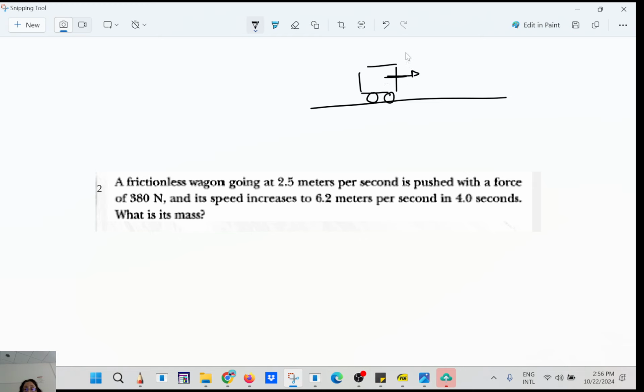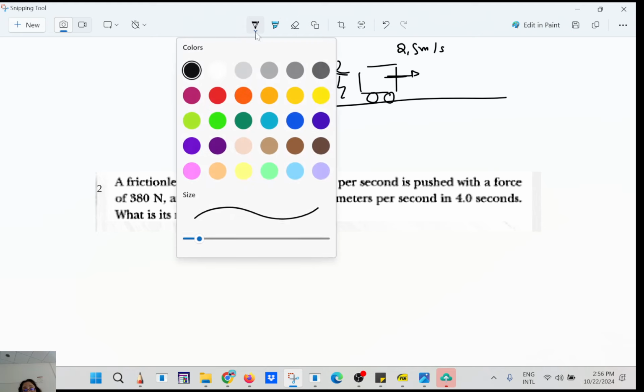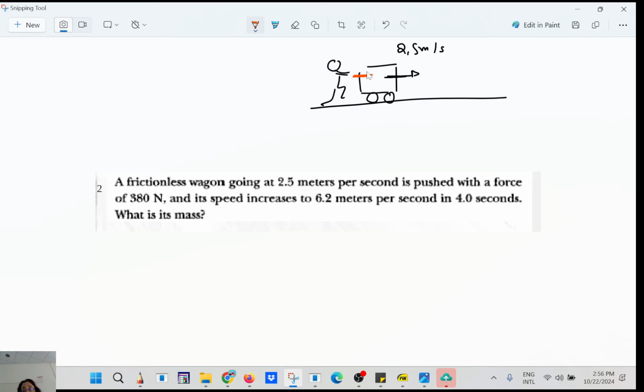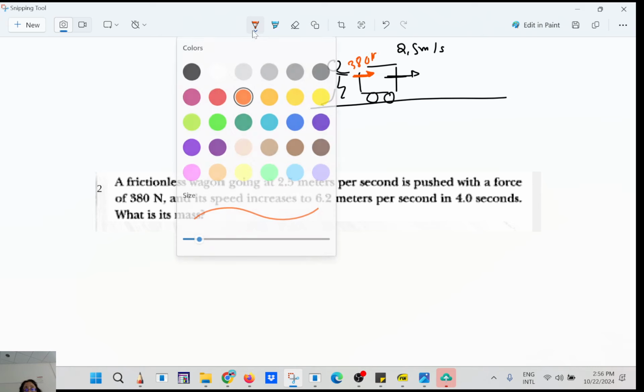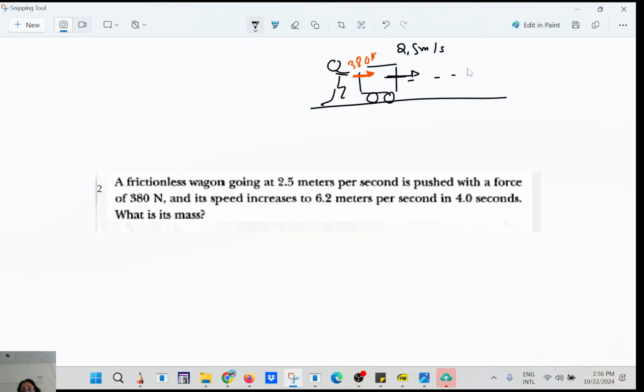So it was already going 2.5 meters per second, and someone is pushing. So there is a push here, 380 Newton. That's the velocity. Looks like kinematics, so it's going to increase. And now it's going, I should put the velocity here, 6.2. Okay, so do it. I'm just taking my time. It's better to put the velocity here. Okay, so it's pushing all the way.